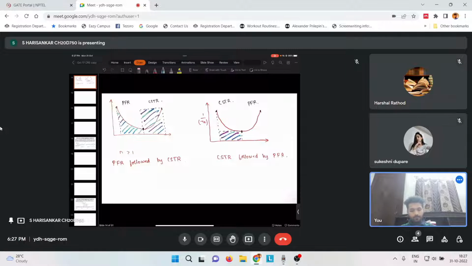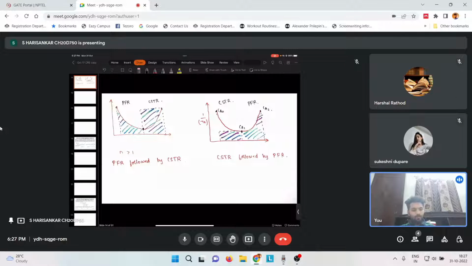And when it comes to PFR, the area under the curve will be like this. Now, did you understand how we took the area of PFR like CSTR here like this? Because let's say this is CA1, this is CA0, and this is CA2.